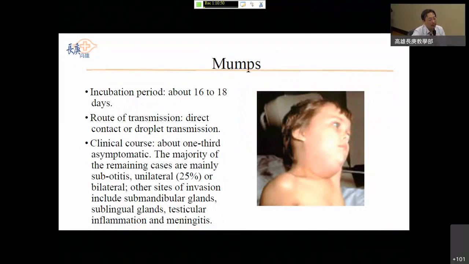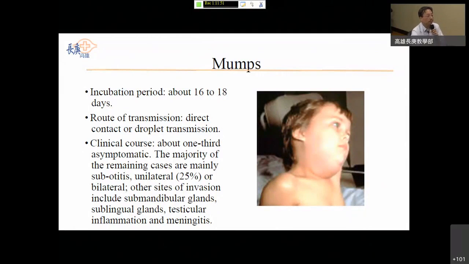Okay, next, let's move to mumps. Mumps is also a commonly seen virus infection, but it's become rarer and rarer. At the present day, we always give MMR vaccination. The first M stands for measles, the second M stands for mumps, and the R stands for rubella. I believe there is MMR vaccination in Malaysia as well. Because we give routine vaccination to prevent mumps, the incidence of mumps is now very, very low. But there is still a chance that mumps will occur.